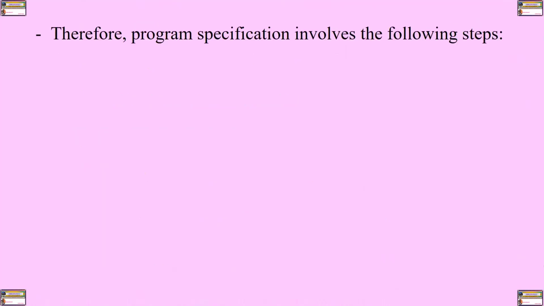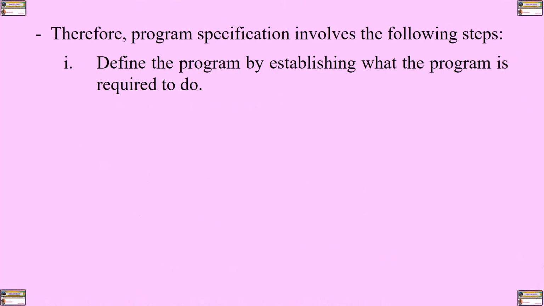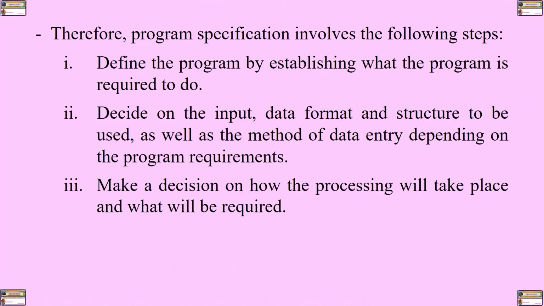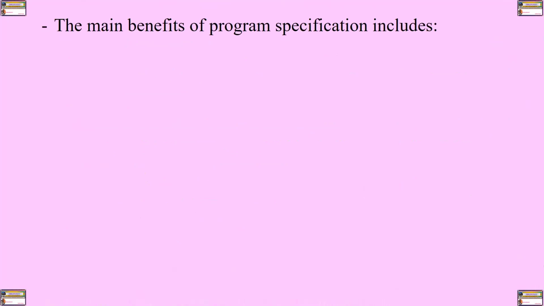Therefore, program specification involves the following steps. Number one is defining the program by establishing what the program is going to do. Number two is to decide on the input, data format, and the structure to be used, as well as the method of data entry, depending on the program requirements. Number three is to make a decision on how the processing will take place and what will be required. Number four is to specify the output format.